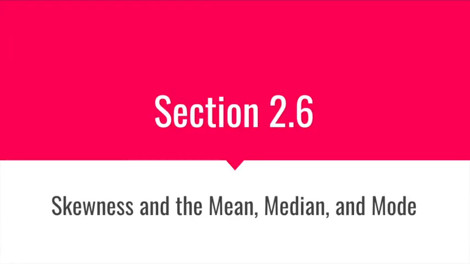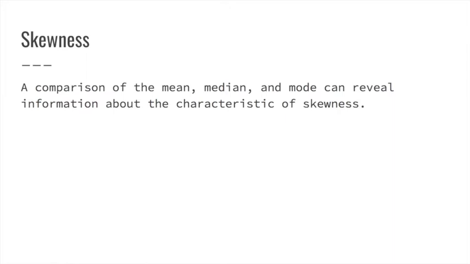In section 2.6, we're going to talk about skewness and how that relates to the mean, median, and mode. Basically, skewness is looking at the shape of the graph and identifying how that shape of the graph connects to the mean, median, and mode.